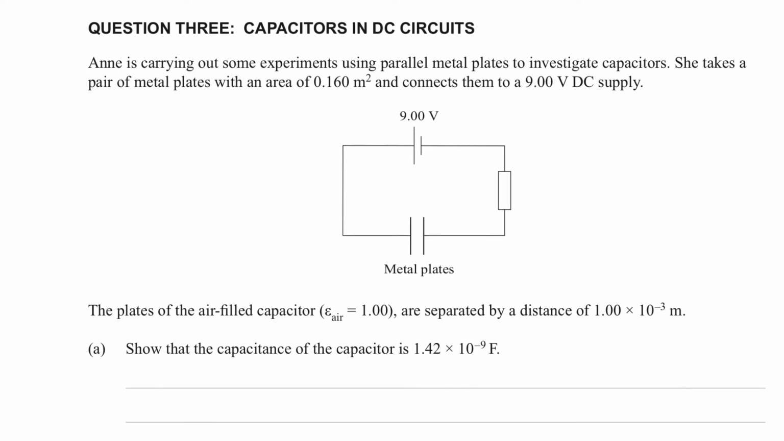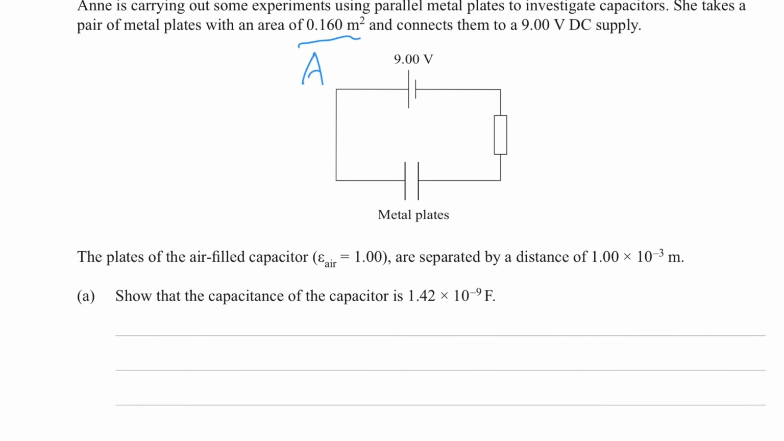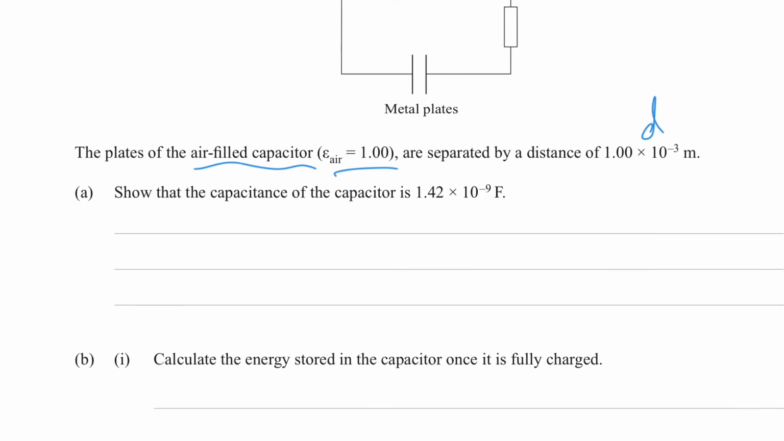Okay, question 3, capacitors in DC circuits. Anne is carrying out some experiments using parallel metal plates to investigate capacitors. She takes a pair of metal plates with an area of 0.160 meters squared, connects to a 9 volt DC supply. The plates of the air-filled capacitor, so epsilon of the air 1.00, are separated by a distance of 1.0, that looks like 1 millimeter.